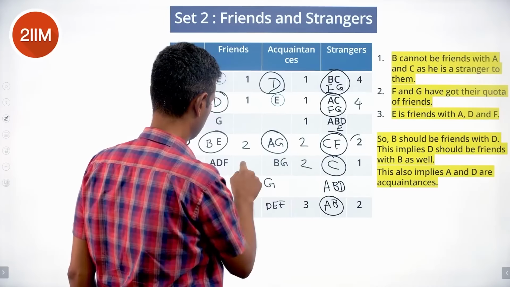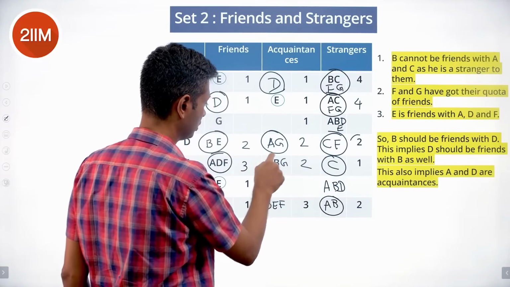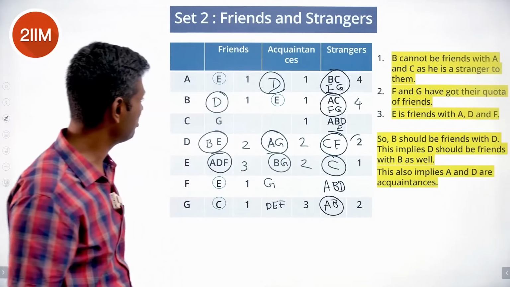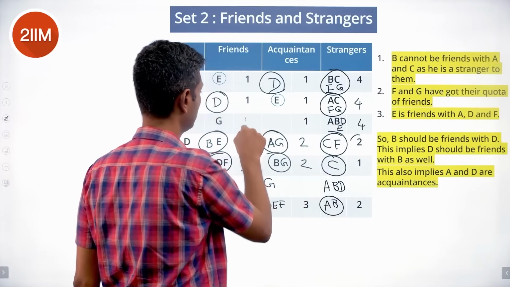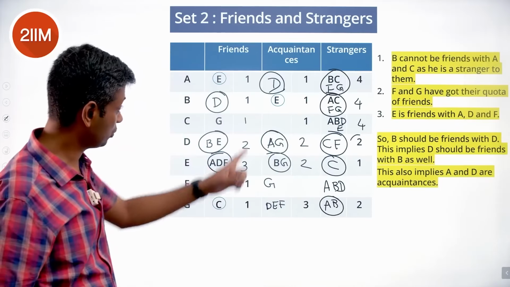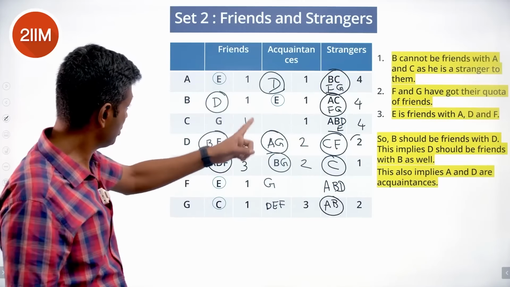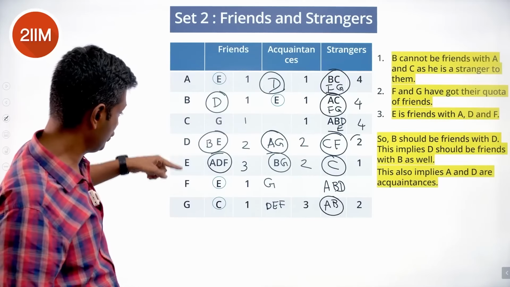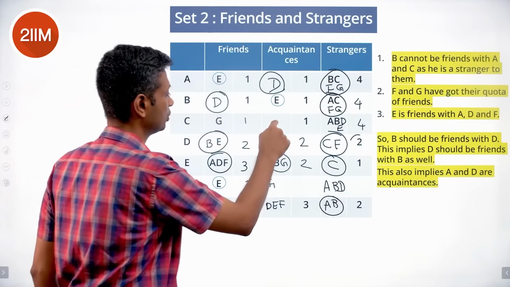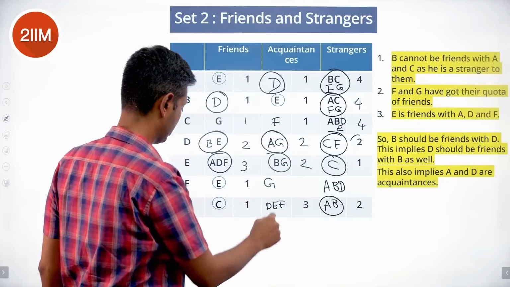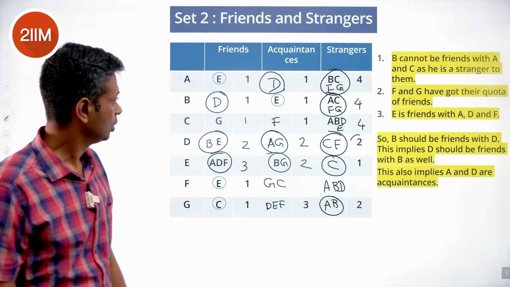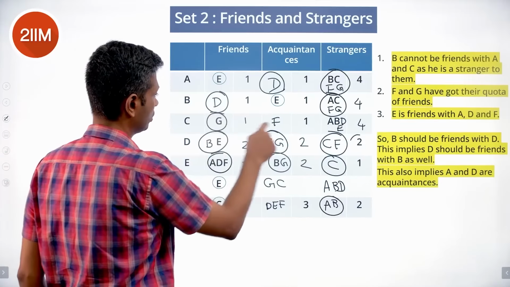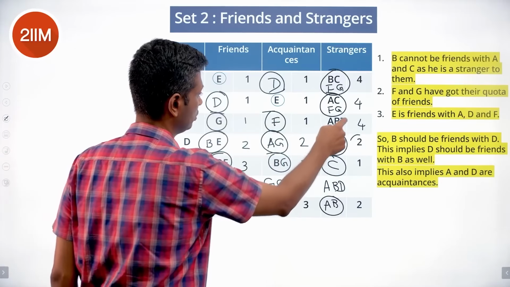This should be 2, this should be 3, this is done, this is done. A, B, D, E, that makes it 4. This is 1, this is 1. A, B, D, E are accounted for. A, B, C, D, E are done. G is covered. F is missing. So this should be F. If this is F, there should be a C here. So this is accounted for. This is accounted for. This is accounted for.